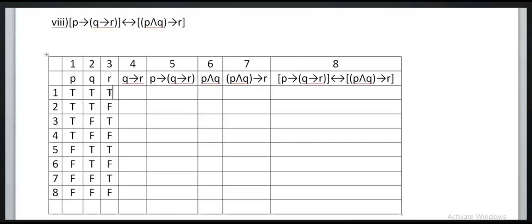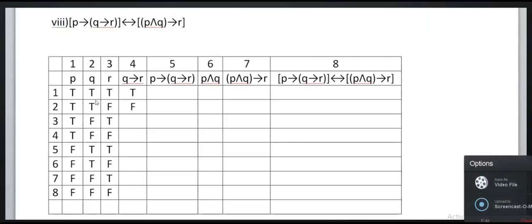Now the next is Q implies R. In Q implies R, if both of them are same, then it is true. T implies T, both of them are same, then it is true. T implies F, F. F implies T, therefore it is T. Both of them are same, then it is true. T implies F, F. F implies T, is T. Both of them are same, therefore it is true. Now see this.